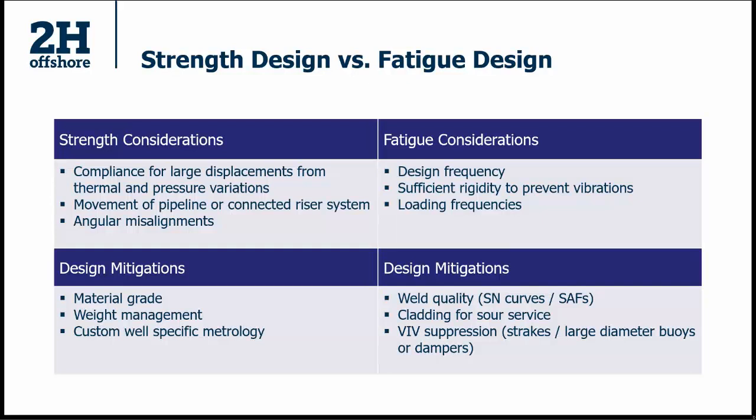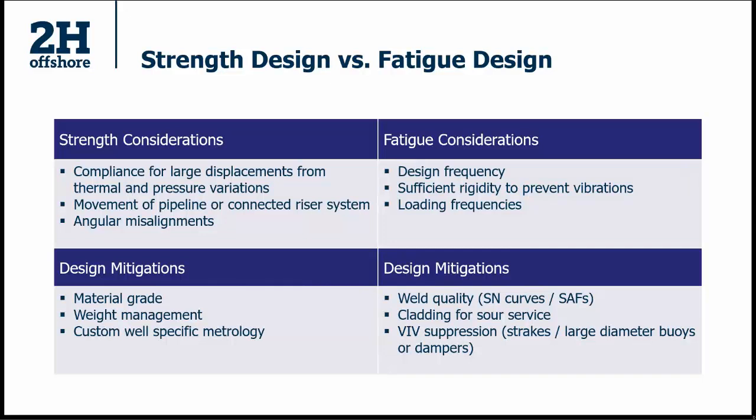And in most cases, there will be certain sources which do induce vibration in your system, and then you have to find a way of mitigating these vibrations and coming up with a solution so that even though there's vibration in the system, you have a jumper which can withstand the vibrations for the entire service life of your field. And you do that by choosing a good weld quality, or if you have sour service, you can put cladding on your pipe.